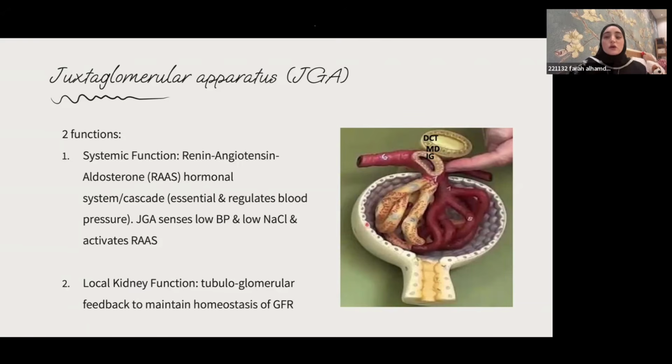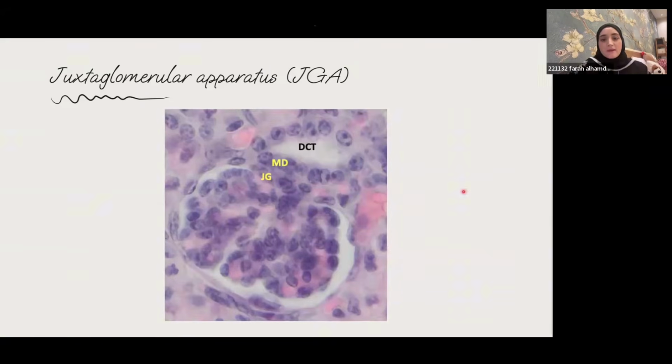The other function is the local kidney function, where we maintain homeostasis inside the kidney itself, because we need to control the GFR, the glomerular filtration rate. We need to maintain this GFR so that urine keeps flowing, okay? Here it is, the juxtaglomerular apparatus. Here, as I mentioned, we have the afferent arteriole, the efferent arteriole, and then the distal convoluted tubule. You can't really see the arterioles, but imagine them.